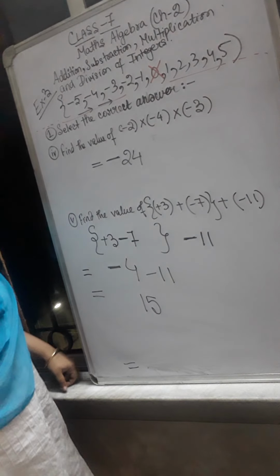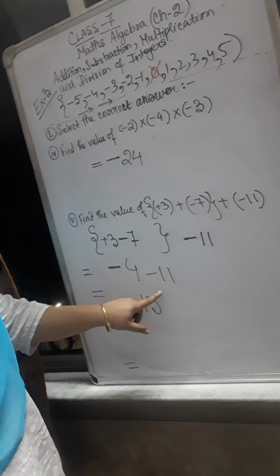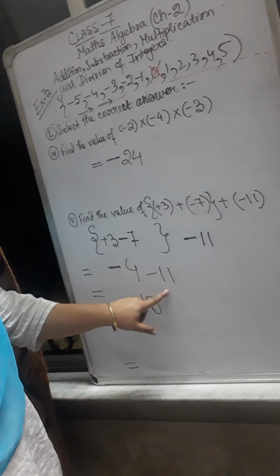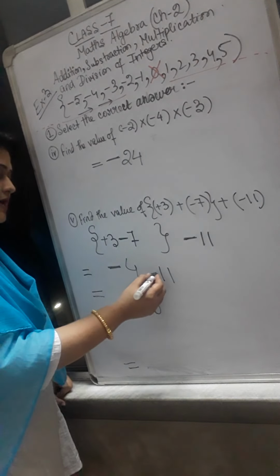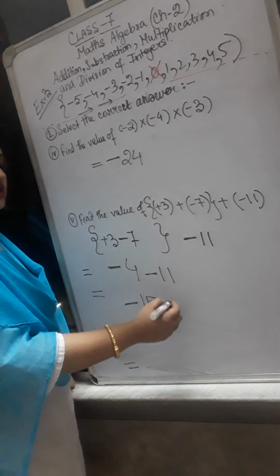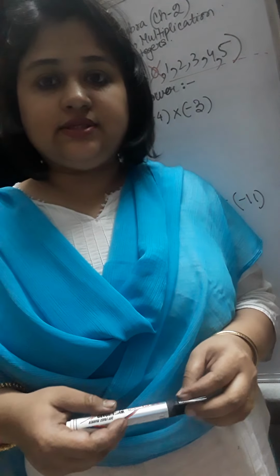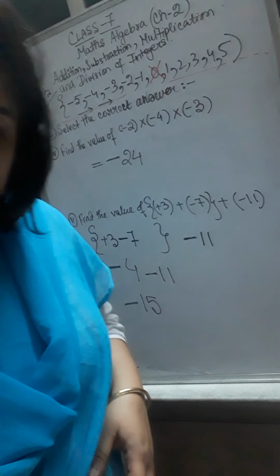And what will be the sign? The sign will always be that of the greater number. So out of 4 and 11, the greater number is 11. So the sign it has is minus, so the result will have a minus sign. So this is the correct answer. So with this we have completed the first question, select the correct answer. Now we will move to the second question, that is fill in the blanks.